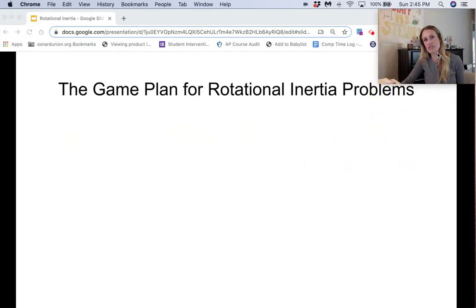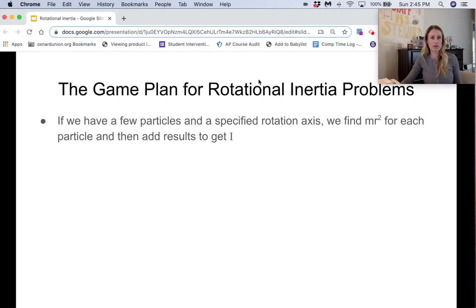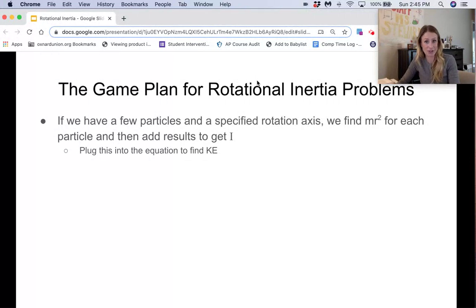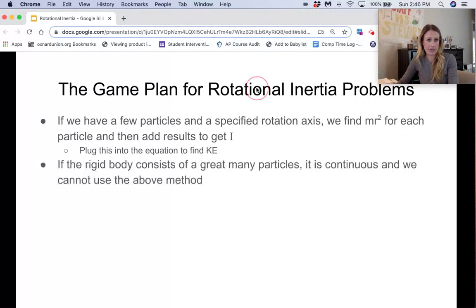Now, when we have these rotational inertia problems, here's our game plan. First and foremost, if we have a few particles and a specified rotation axis, we just use mr squared for each particle and add them all together to get the total rotational inertia of the object. If we need to find rotational kinetic energy, we plug that into the kinetic energy equation, 1/2 I, rotational inertia, times omega, angular velocity, squared.